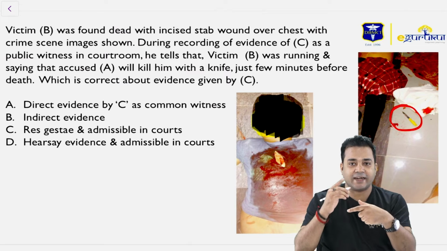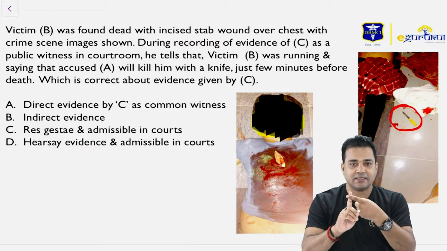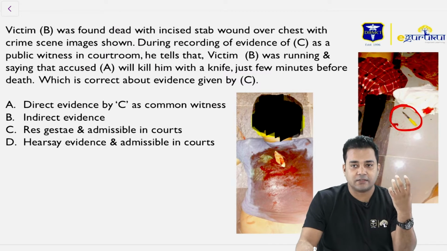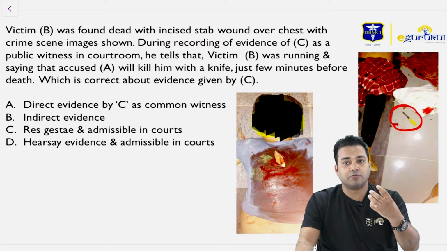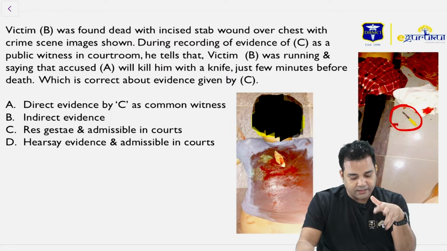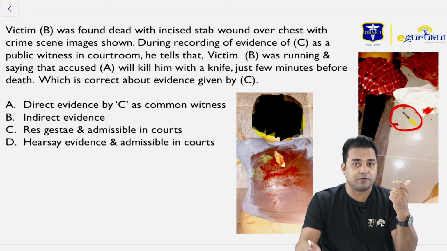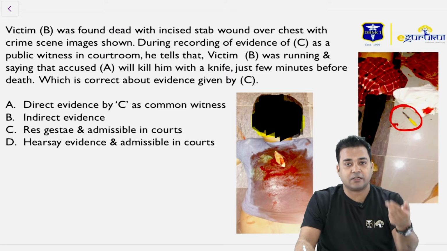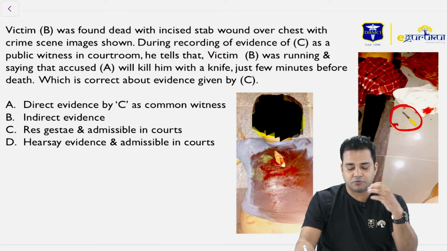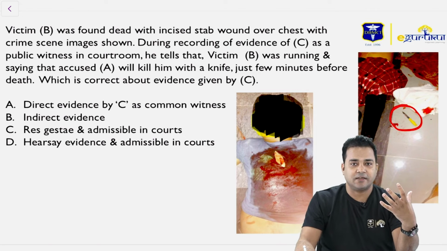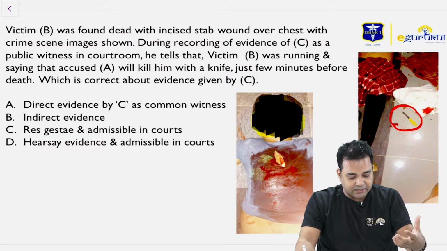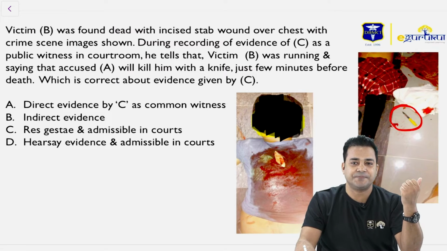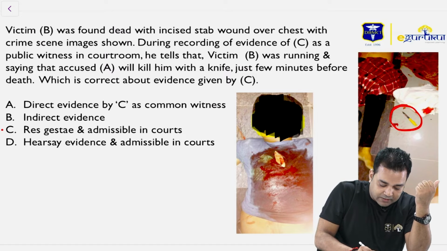Now this won't be direct evidence, correct? Direct evidence is usually acquired by common witnesses or eyewitnesses. Who are common witnesses? Common witnesses are witnesses who have actually seen the crime occurring. So option A can be ruled out. Yes, this is not a common witness, but he has heard something in relation to the crime from the victim itself, just before the death of the victim. So yes, these are indirect evidences. But we have options in the form of res gestae admissible in courts, hearsay evidence admissible in courts. Now what will be your best answer? Now the best answer goes with option C.